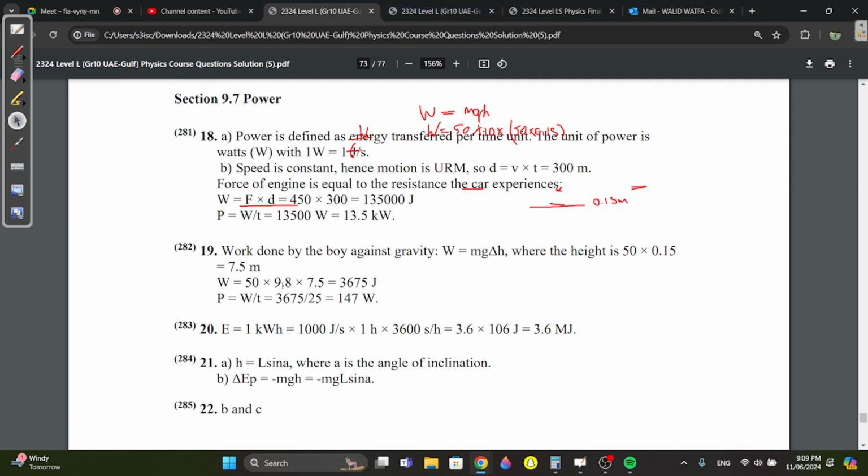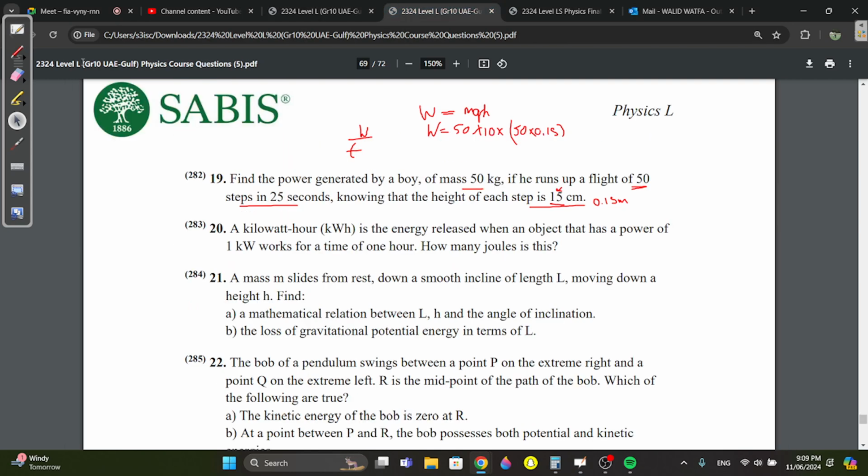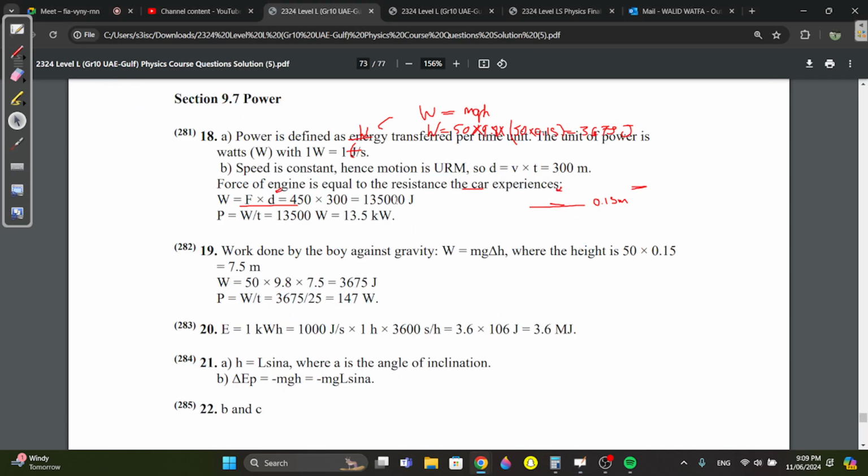Ah, they use g as 9.8. If it's not specified, you can use 10 or 9.8, it doesn't matter. So times 9.8, you get 3675 joules. And we know power is work divided by the time, so divide this by 25, and you get 147.